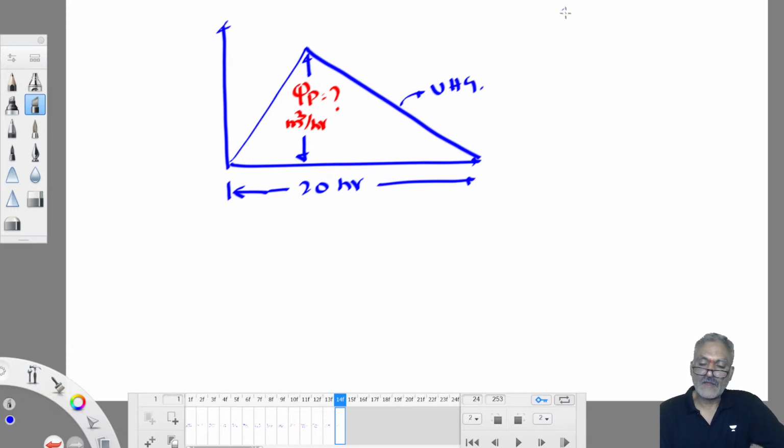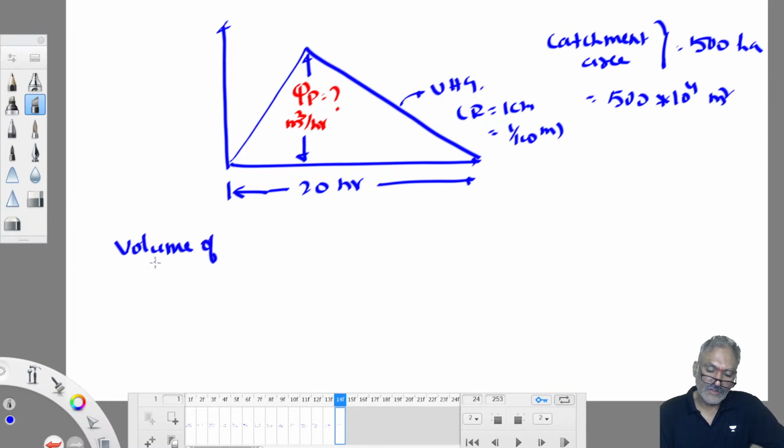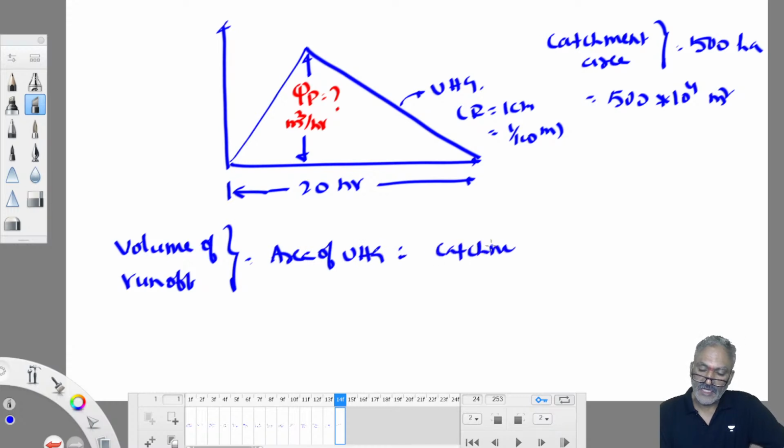This hydrograph is representing a catchment of area 500 hectares. 500 hectares is how many meters square? 500 into 10 power 4 meters square. Since it is a unit hydrograph, runoff is equal to 1 centimeter, which is 1 by 100 meter. So how can you find out the volume of runoff? The area of the unit hydrograph gives the volume of runoff, which is also equal to catchment area into depth of runoff.